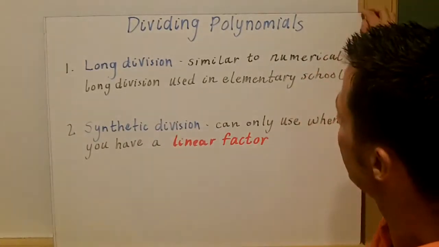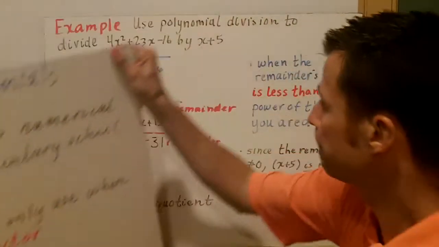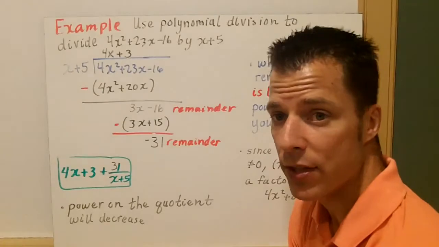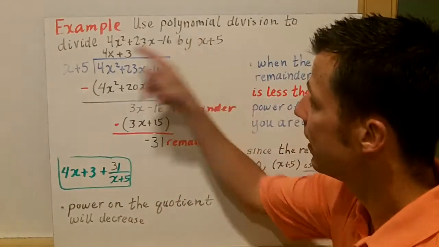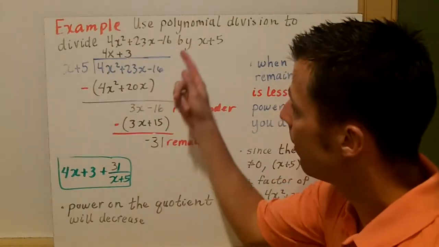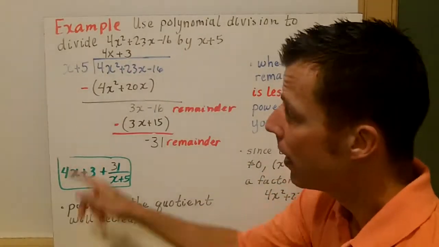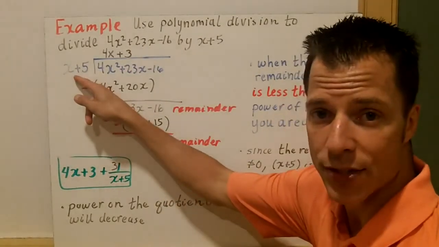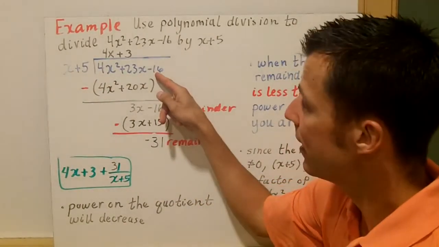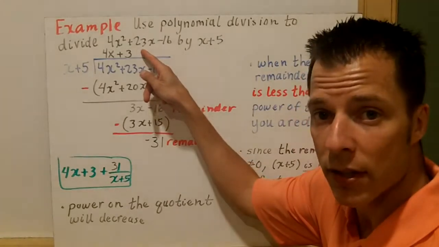So let's look at some examples. Now in example 1 here, we're actually going to use long division, polynomial long division, to divide 4x squared plus 23x minus 16 by x plus 5. X plus 5 is called our divisor. The number underneath here, the 4x squared, is called the dividend. And here's our quotient that goes on top.